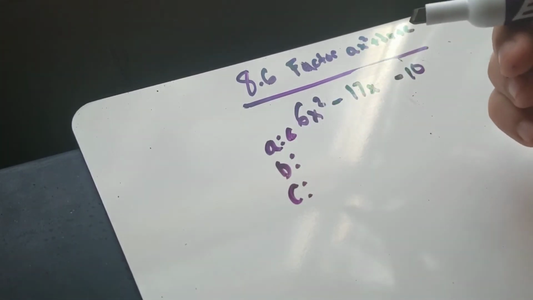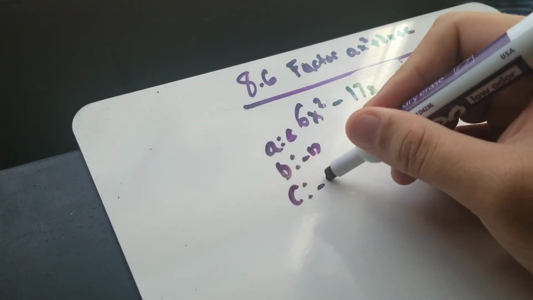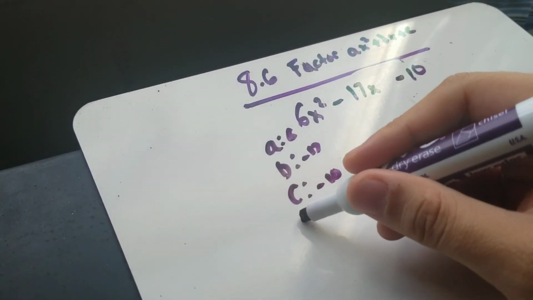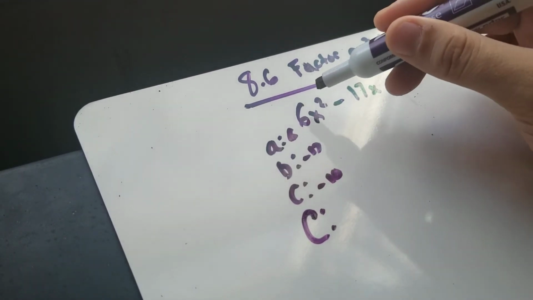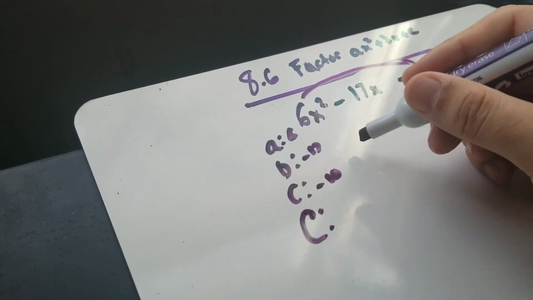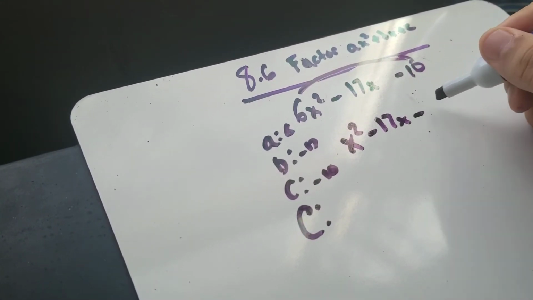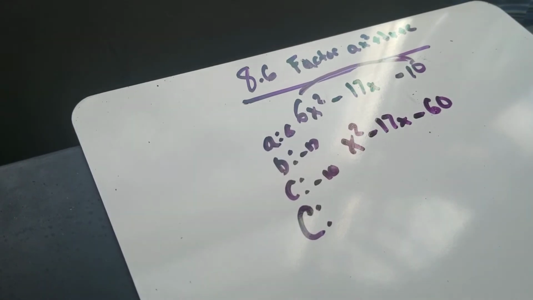A in this case is 6. B in this case is negative 17. C in this case is negative 10. Now I want to figure out what my capital C is. So I'm going to take my 6 and slide it to negative 10. That becomes x squared minus 17x minus 60.